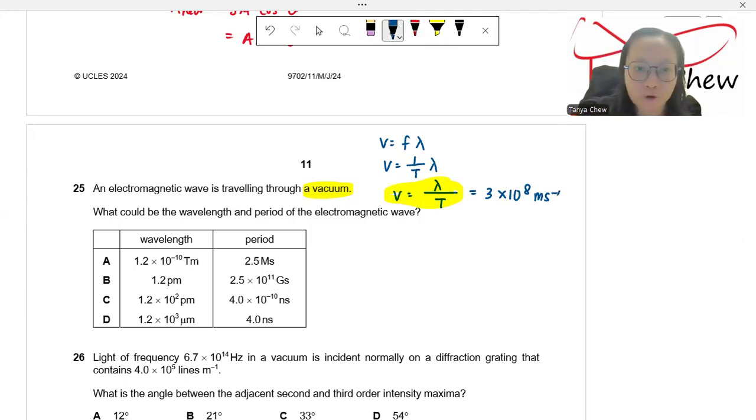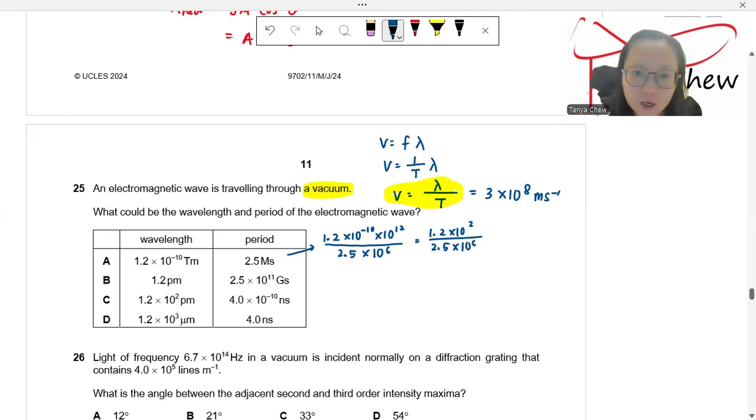For A, I have to take the wavelength, which is 1.2 times 10 to the power negative 10, tera, tera is 10 to the power of 12, divided by 2.5, mega is 10 to the power 6. So this one I simplified a bit: 2 over 2.5 times 10 to the power 6, you should get 4.8 times 10 to the power negative 5 meters per second. It is not even close to 3 times 10 to the power 8. That is what I'm supposed to get. A is wrong. What about B?